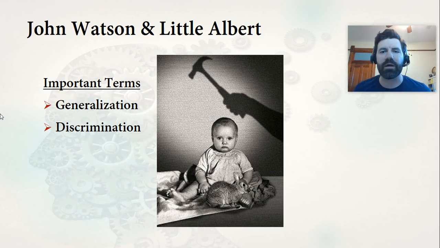Because unfortunately, Albert was not just afraid of the white rat. In fact, Little Albert was afraid of all small, white, furry things. There's photos of John Watson putting on a Santa Claus mask. There's photos of Little Albert with a little bunny rabbit in front of him. So what happened was Albert generalized. He became afraid of many different stimuli. When there are multiple conditioned stimuli, that's what we call generalization. Whereas if we become conditioned to just one specific stimulus, just one conditioned stimulus, that's what we call discrimination.